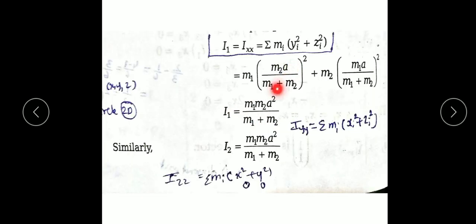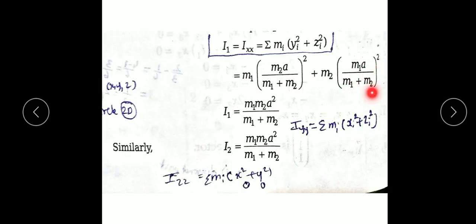But z1 is m2a divided by m1 plus m2. Hence m1 into m2a divided by m1 plus m2 whole square, that is m1 into z1 square, plus m2 into y2 square, which is 0, because the y coordinate is absent for the mass m2, as the coordinates of mass m2 are 0 0 minus z2. So this m2 y2 square would become 0, and we would have only m2 z2 square, and z2 is m1a by m1 plus m2. So we would have m2 into m1a by m1 plus m2 whole square.